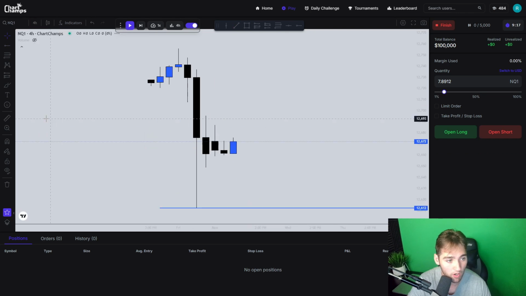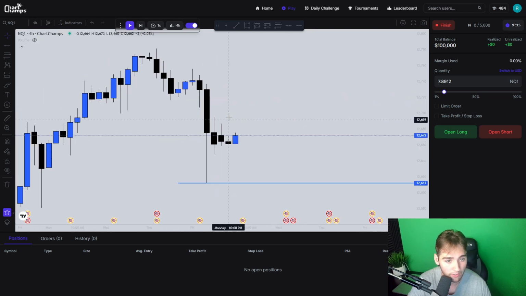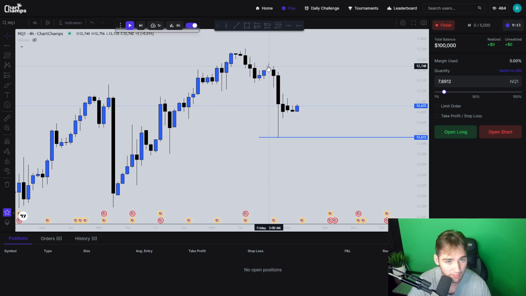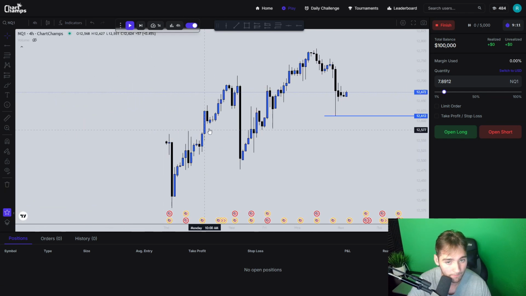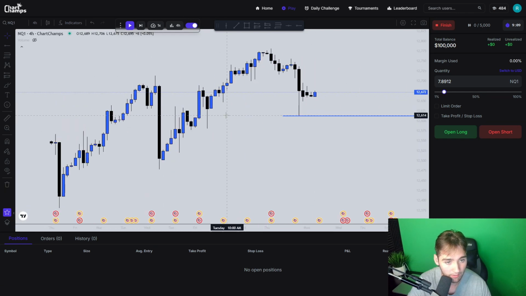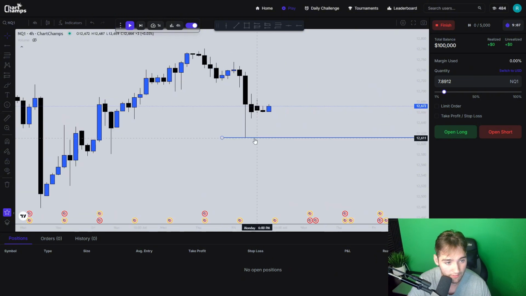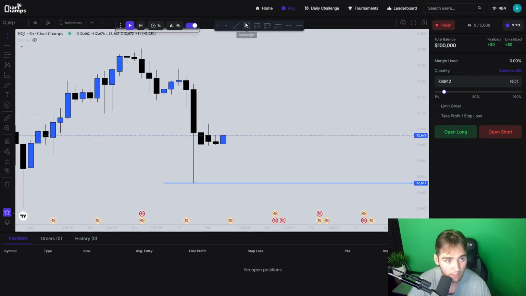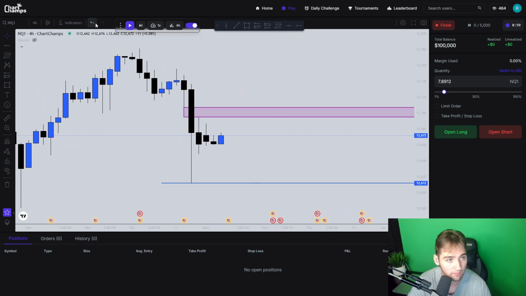Let's go ahead and go on the 4 hour. Okay, we have this fair value gap. Looks like price kind of reversed here. Rebalancing, maybe an imbalance. This bullish fair value gap again. I'm going to go ahead and mark out this 4 hour fair value gap.